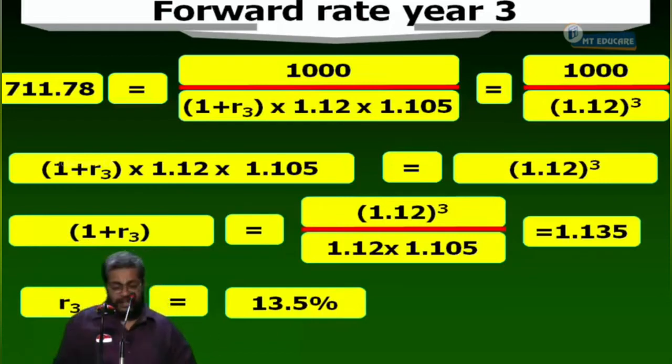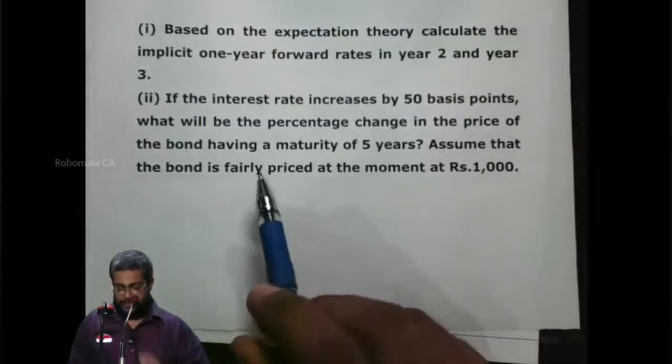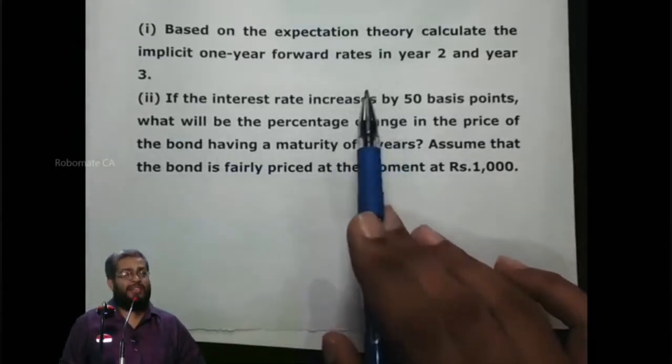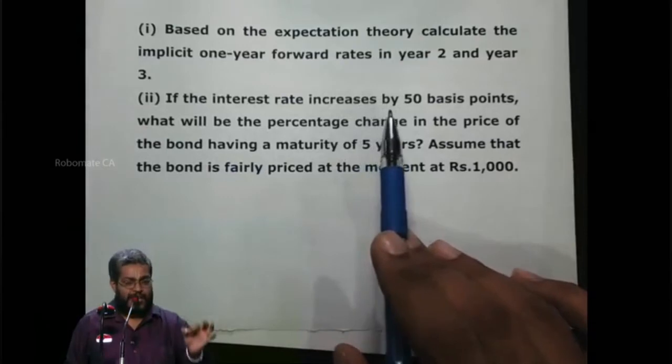Now, I think one more part of this question is there. Let us answer it together and then go for the next one. This part, I want you to answer me. I want to check whether all are awake or not, whether understood or not. Okay, let's take part 2 of this question. Let me read and you tell me what to do. If the interest rate increases by 50 basis points, all of you answered. 50 basis points means what?